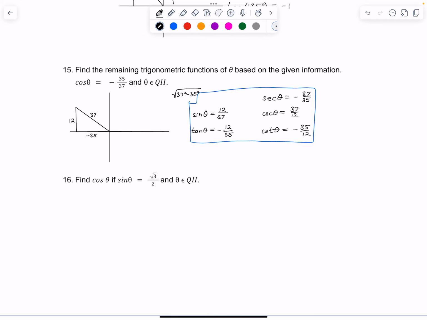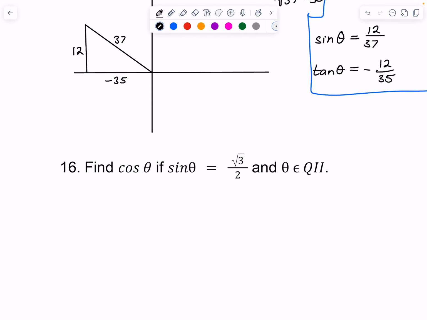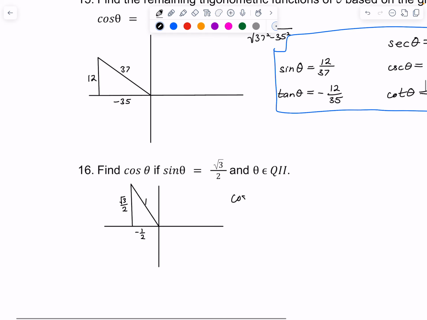Okay, number 16. Find the cosine if sine is equal to root 3 over 2 and theta is in quadrant 2. Same exact idea. Quadrant 2, right here. And if my sine is root 3 over 2, I know that that means my adjacent is negative 1/2 because it's a 30, 60, 90 triangle. So the cosine of theta is negative 1/2.